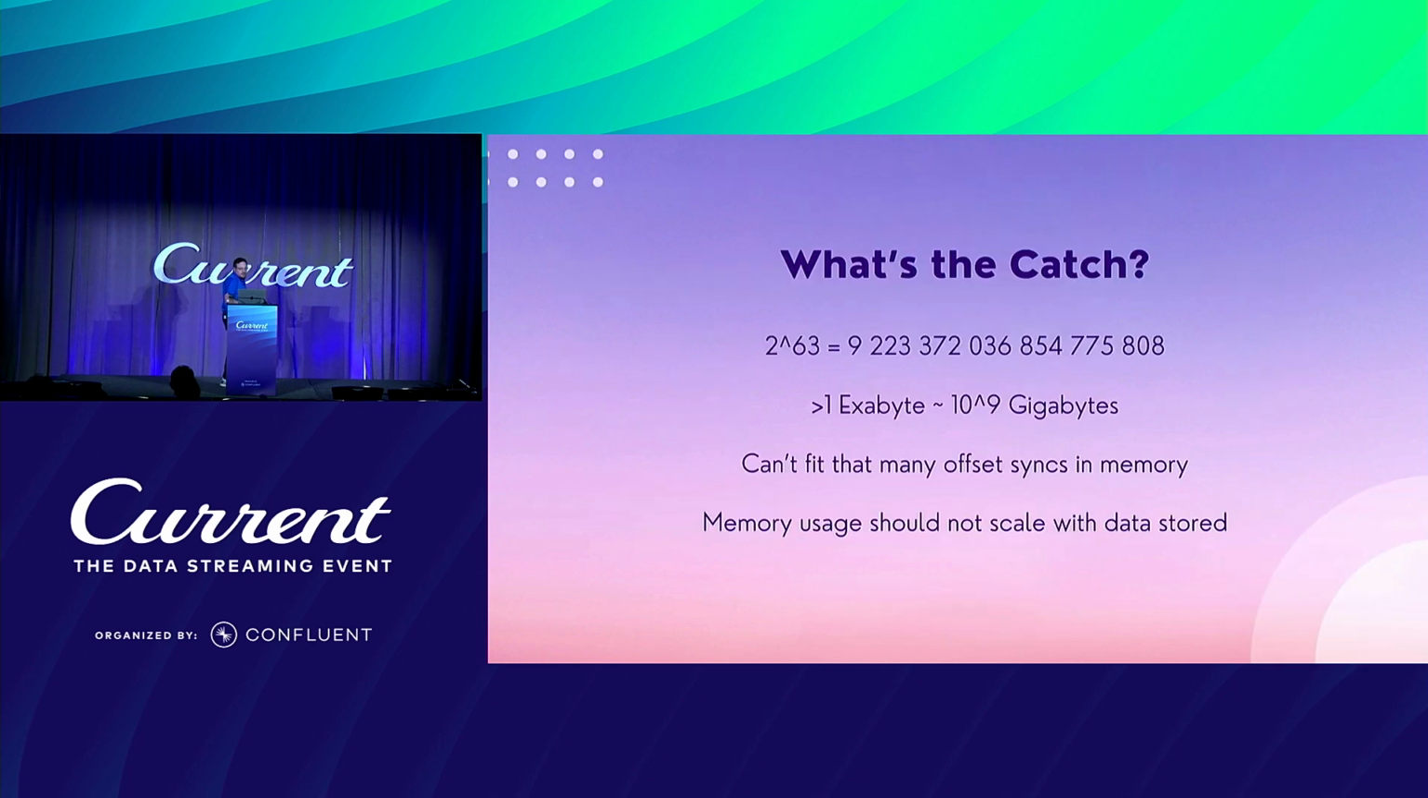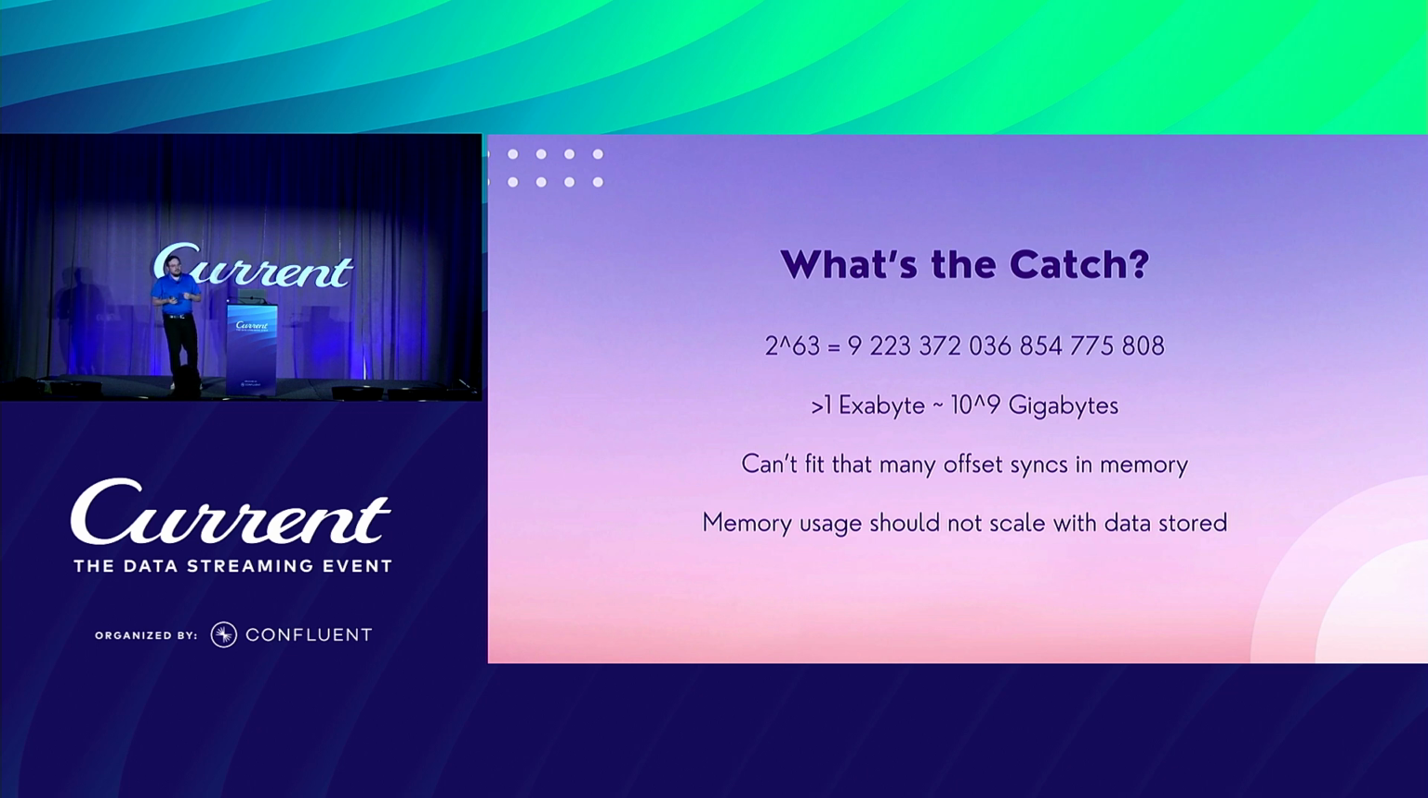It's so bad that if we were to store 1 bit of data in memory for every offset that could be in a topic, that turns out to be over an exabyte of data, which I don't work in supercomputers, and I don't suggest that you use Connect on a supercomputer. But I don't know any computers that have an exabyte of RAM. And they certainly wouldn't be running Kafka Connect. So we can't fit that many offset syncs in memory. That's kind of a silly thing to even think.